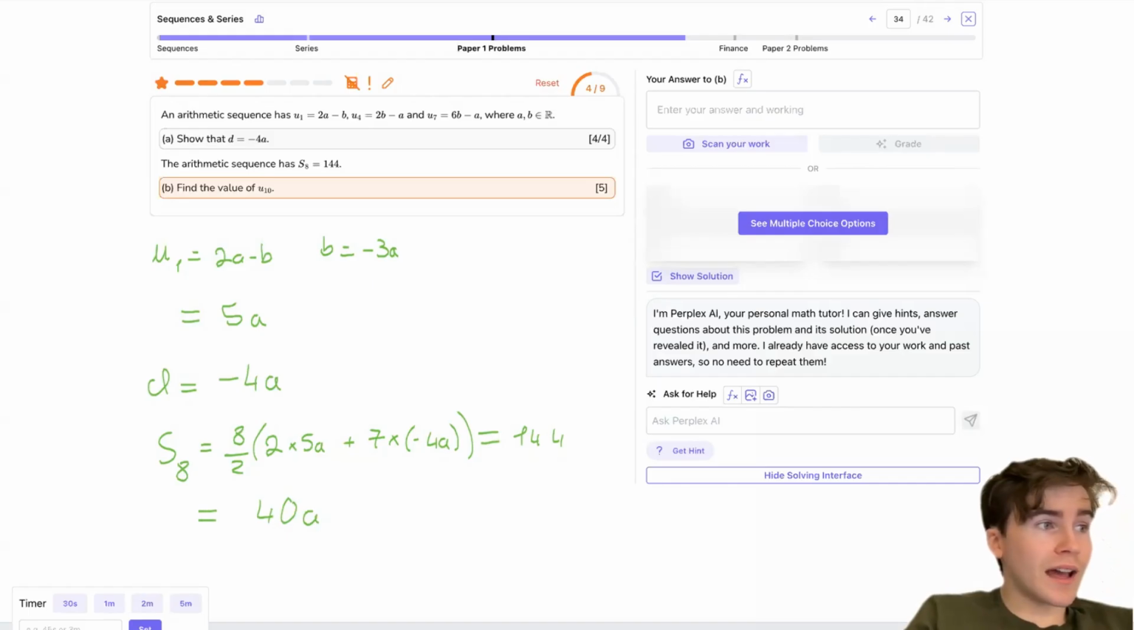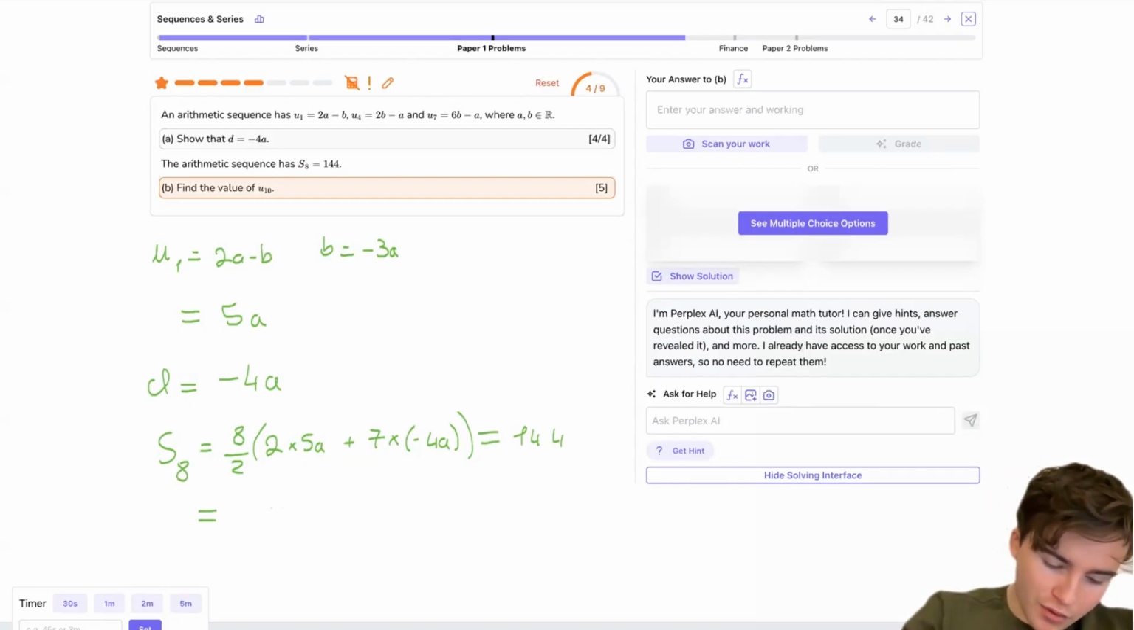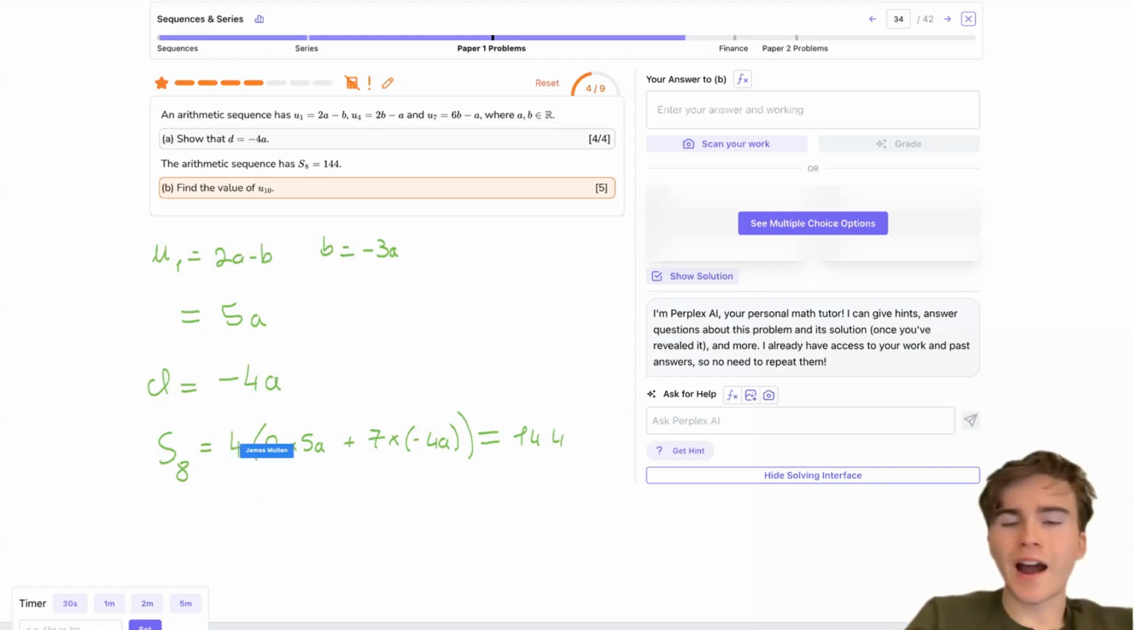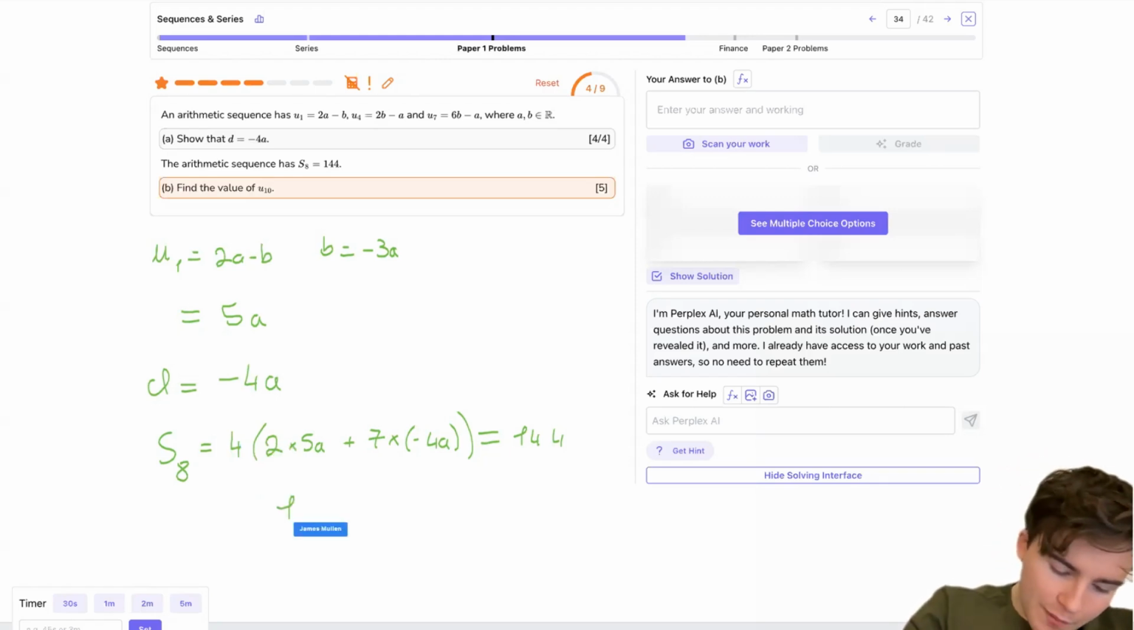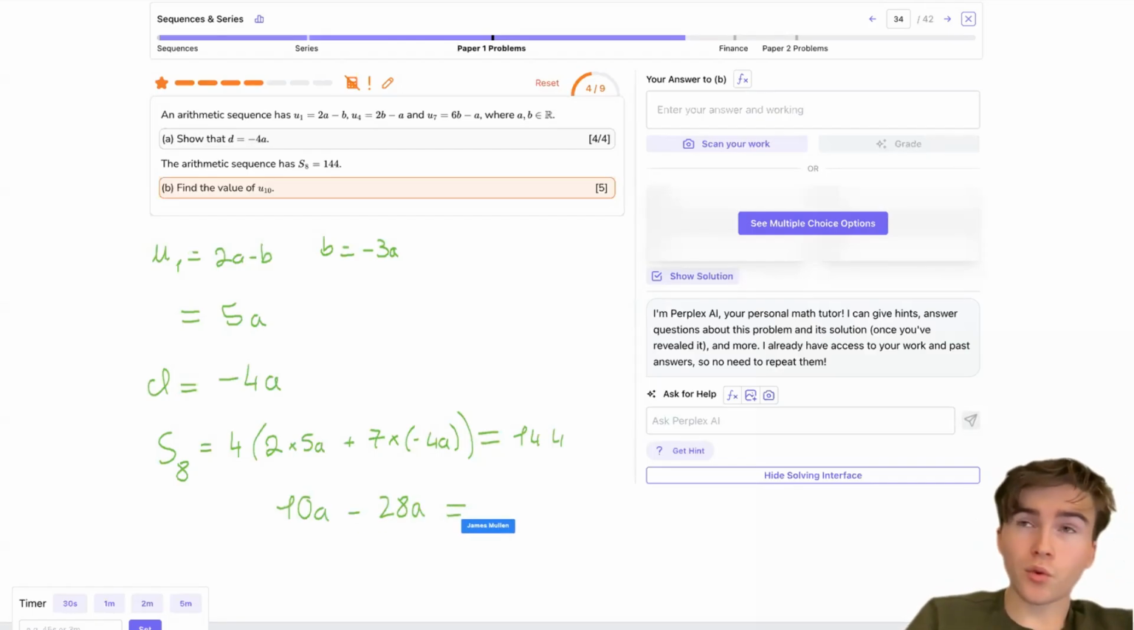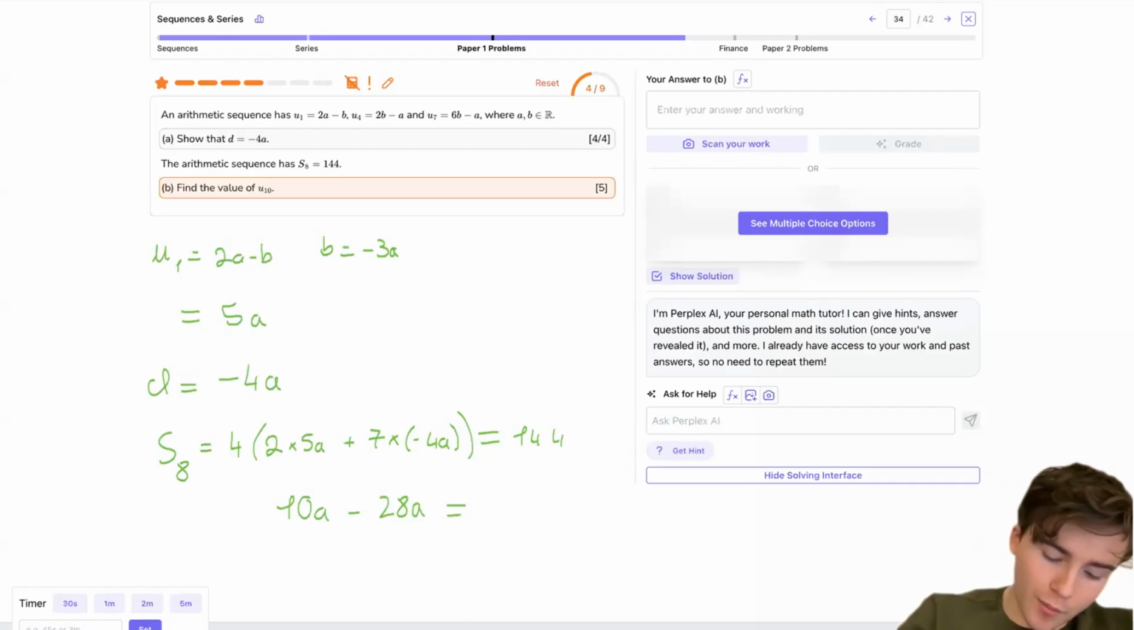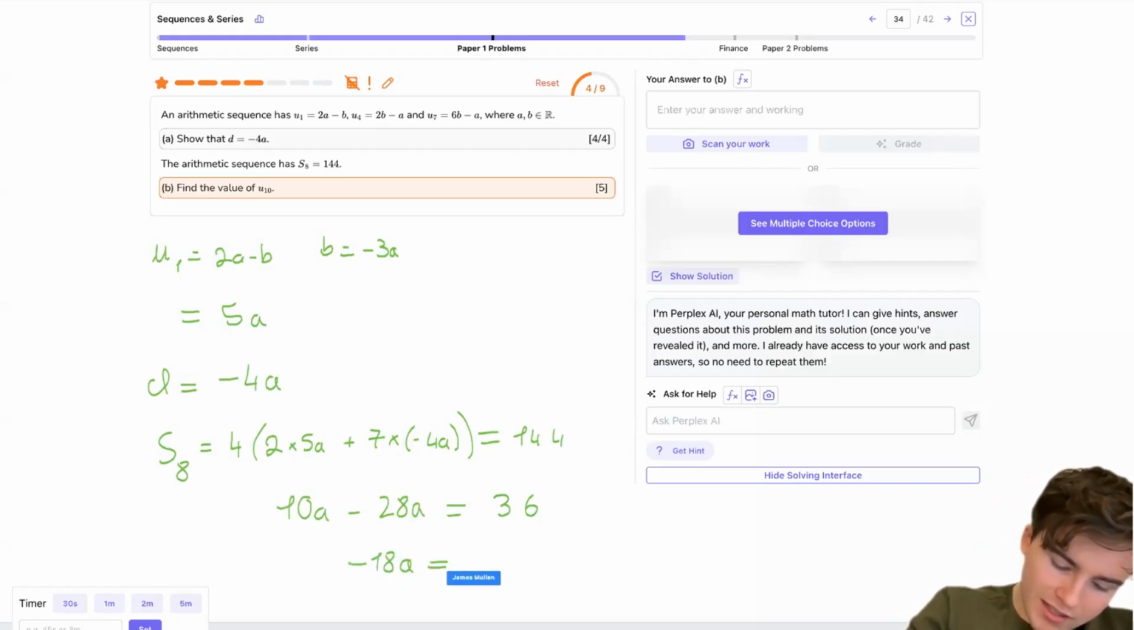Actually, it's going to be easier if I, instead of doing that, keep my numbers simple. Replace this 8 over 2 with 4. And I'm just going to divide both sides by 4. It'll keep the numbers smaller. That means that 10a minus 28a is equal to 144 over 4. So 144 over 2 is 72. Divide by 2 again is 36. And then 10a minus 28a is negative 18a is equal to 36, which means a is equal to minus 2.